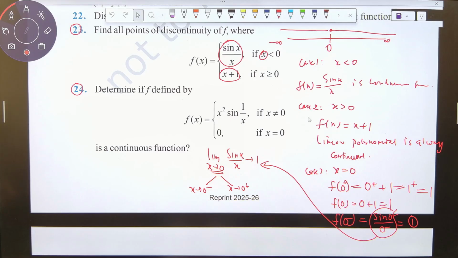Find all the points. No point of discontinuity. It is continuous everywhere. It is continuous everywhere means no point of discontinuity. Time will come for this.